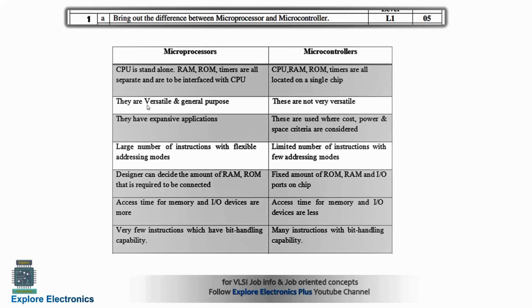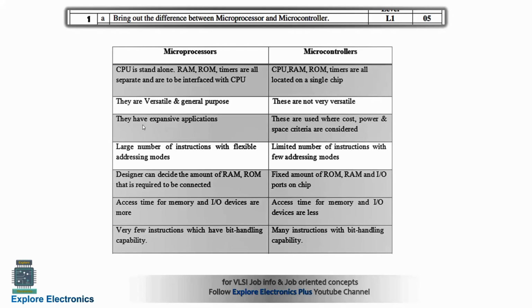And we say microprocessor is a versatile device and general purpose. Versatile in the sense, it can be adjusted to any kind of RAM or ROM you are going to connect externally. But microcontroller is not versatile. Why? Because it is having its own RAM, ROM. It will be compatible with only that.